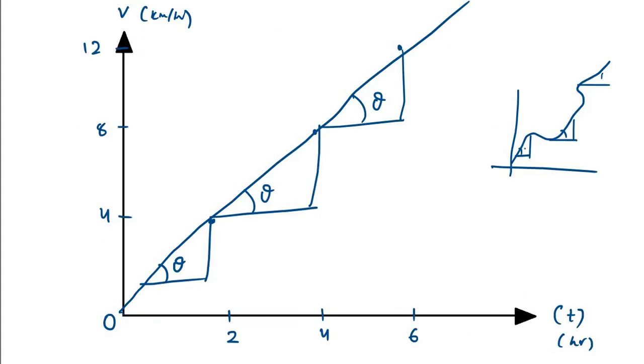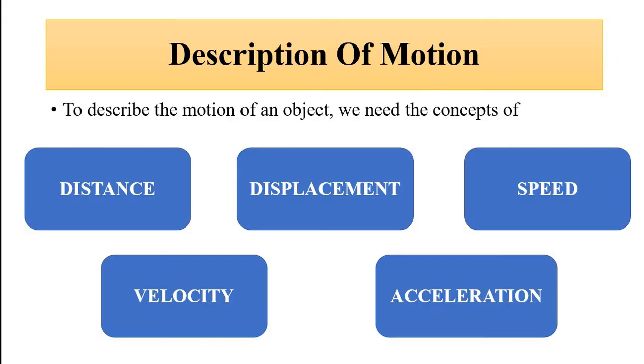So here we have discussed the various parameters required to describe the motion of an object. Here we have discussed them theoretically and given the mathematical expressions. In the next video, we will discuss the graphical analysis of these parameters.